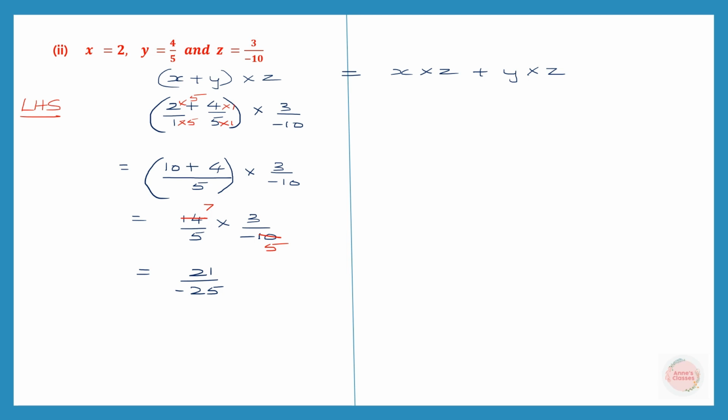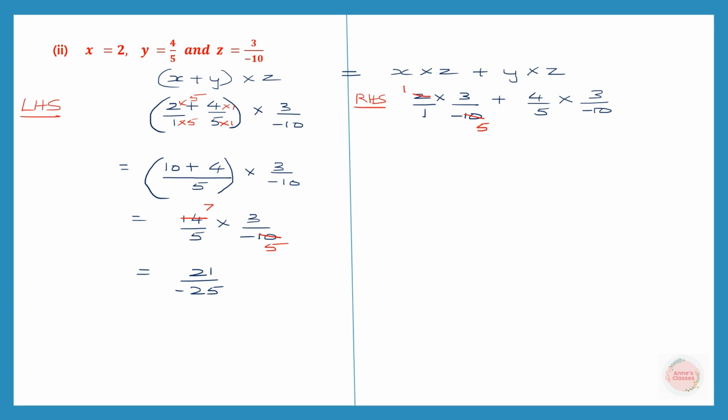Now here let's look at the right hand side and see what we have. So x into z. So how much is x? X is 2 into z. Z is 3 by minus 10 plus y. How much is y? 4 by 5 into z, which is 3 by minus 10. Now here 2 by 1. Okay. Now 2 by 1 into 3 by minus 10. We can cancel 2 and minus 10. That is 2 and 10. 2 ones are 2. 2 fives are 10.